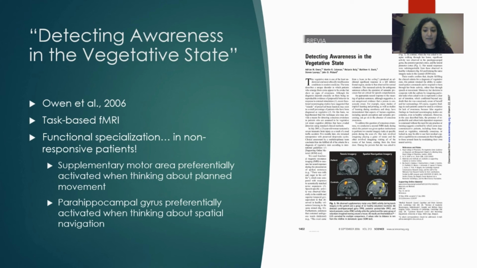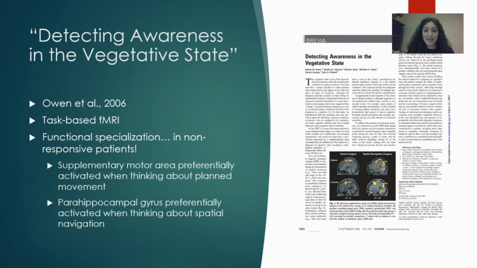The second fMRI study that I will present studied changes in brain activity of patients in non-responsive vegetative states when they were instructed to imagine two different types of scenarios. These scenarios were 1, playing a game of tennis, or 2, walking through all the rooms in their house.